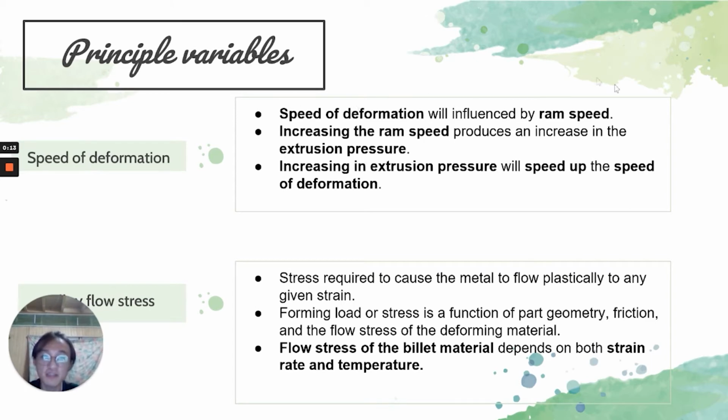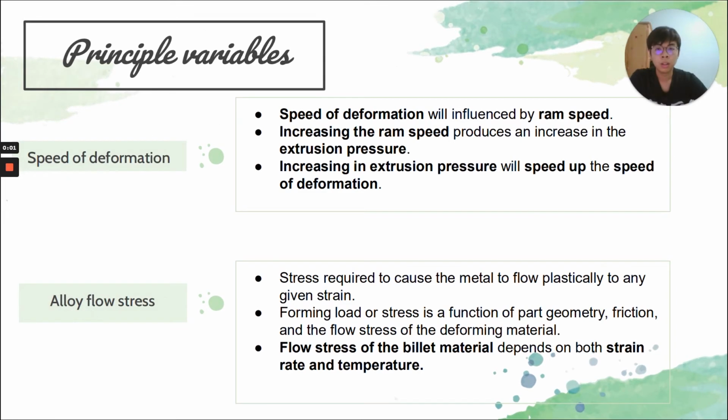Speed of deformation will be influenced by the ram speed. Increasing the ram speed can result in an increase in the extrusion pressure. Increasing extrusion pressure will speed up the speed of deformation. So that is the effect of the speed of deformation. The last variable is the alloy flow stress.